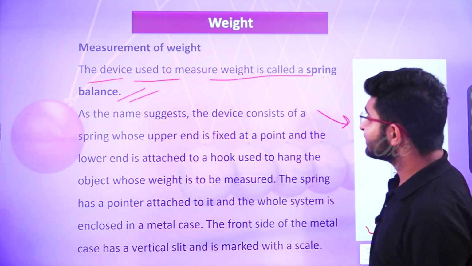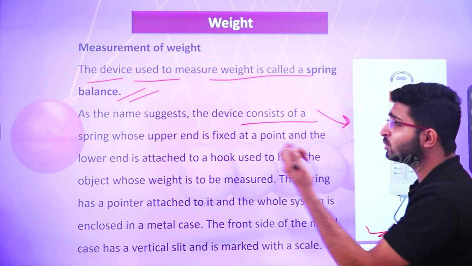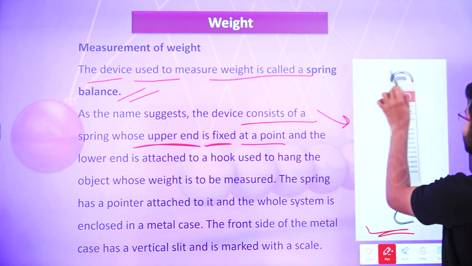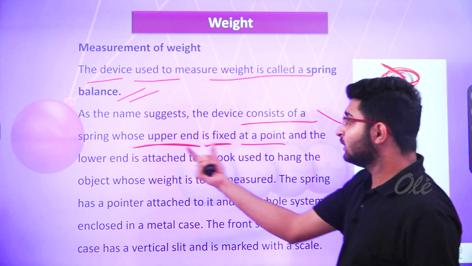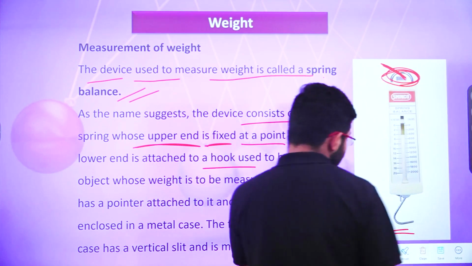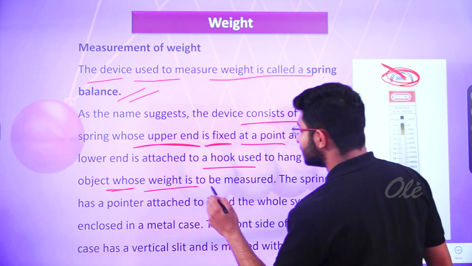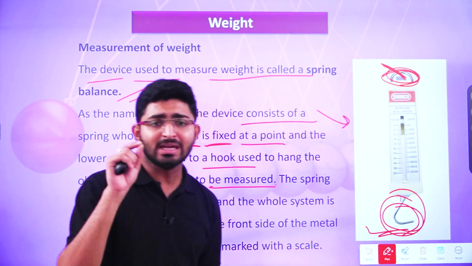As the name suggests, the device consists of a spring. Obviously, if we are calling it a spring balance, it will have a spring whose upper end is fixed at a point, that is pivoted, and the lower end is attached to a hook, as you can see here, used to hang the object whose weight is to be measured. In the hook you will hang the object whose weight is to be measured.